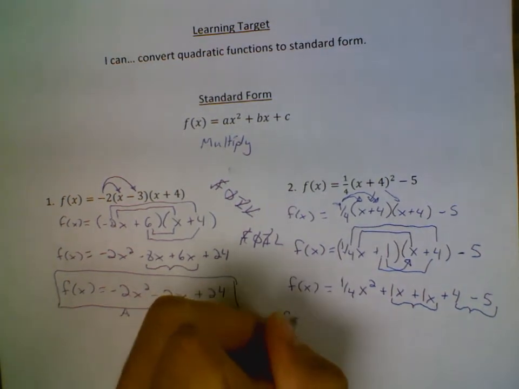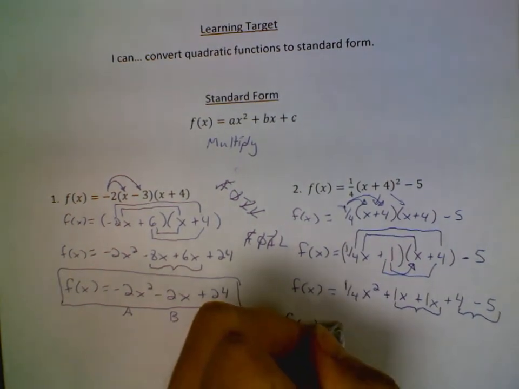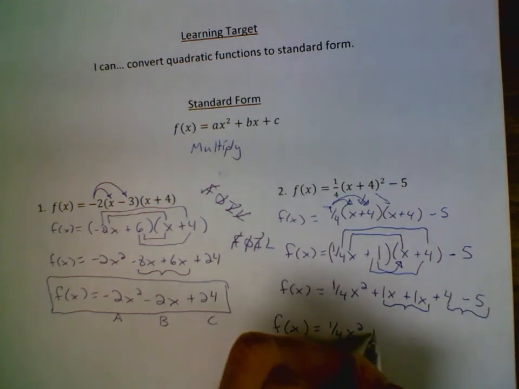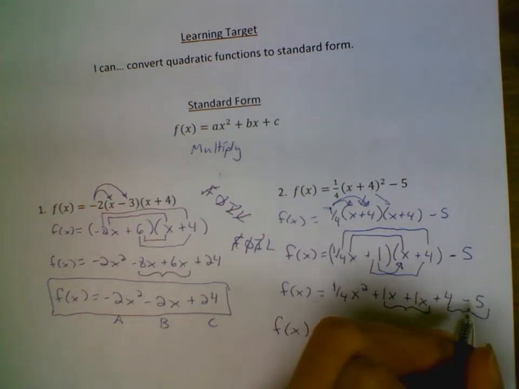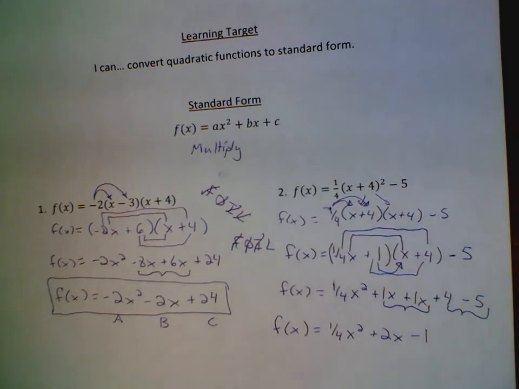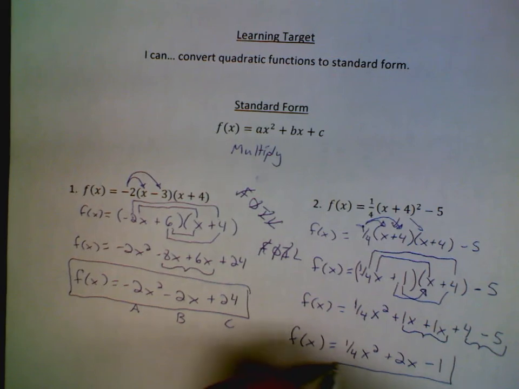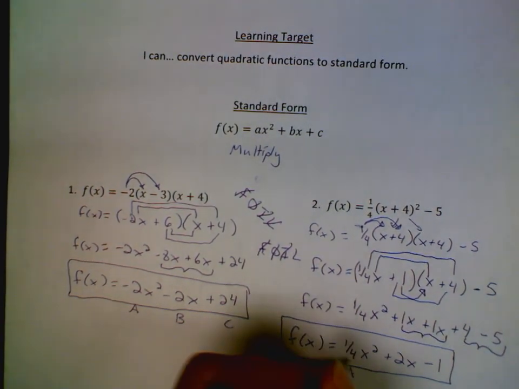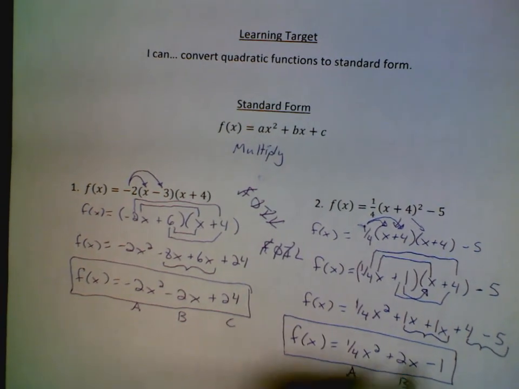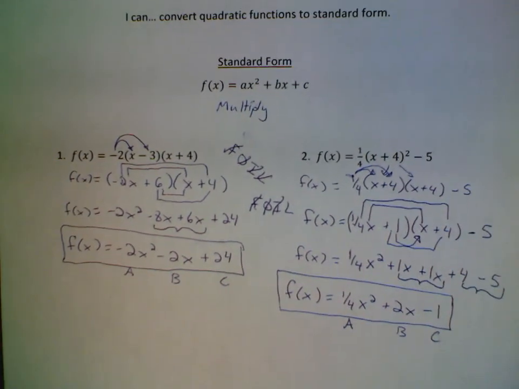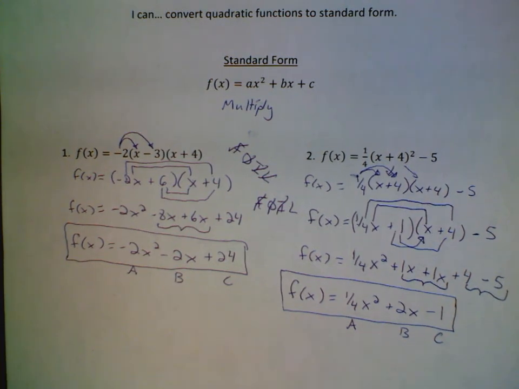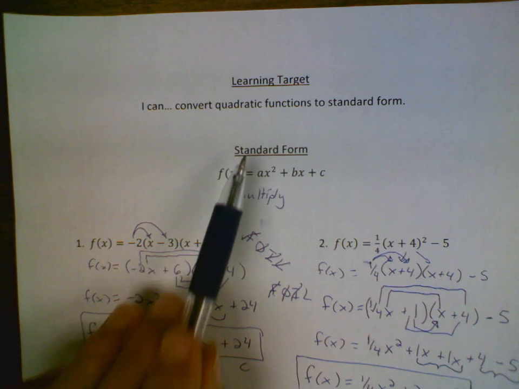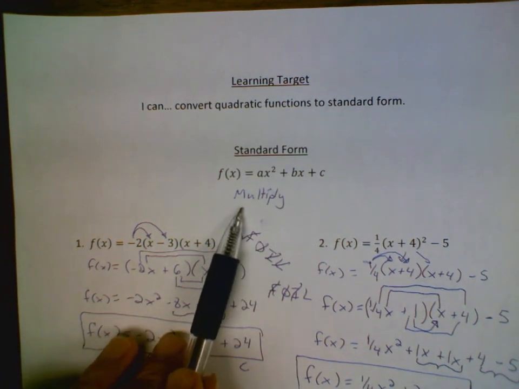And my final equation is going to be f of x equals 1/4 x squared. 1x plus 1x is 2x. And 4 minus 5 is -1. Okay, this is the quadratic function in standard form. Once again, you'll notice the a is 1/4, the b is 2, and the c there is -1. Okay, so just to recap, if you want to switch a quadratic equation into standard form, all you need to do is multiply everything together.